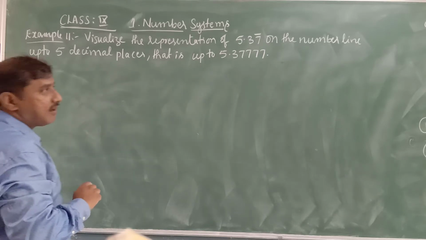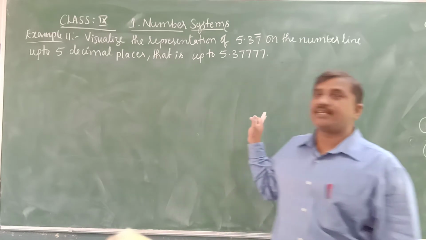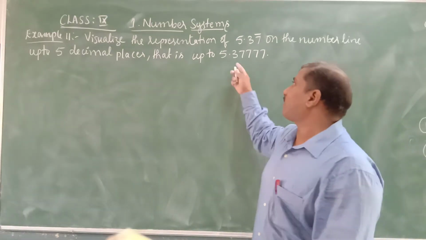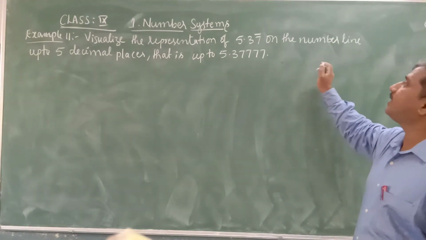Yes. Now we will discuss non-terminating recurring decimals. How do we represent them on the number line? Example 11. Visualize the representation of 5.37 bar, where the bar is over the 7.